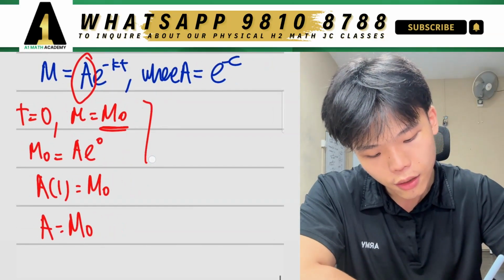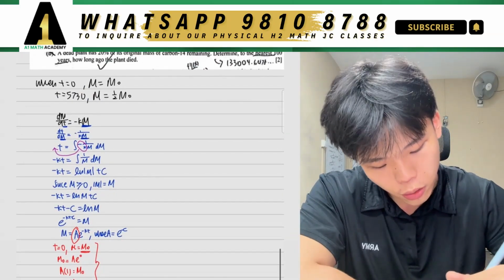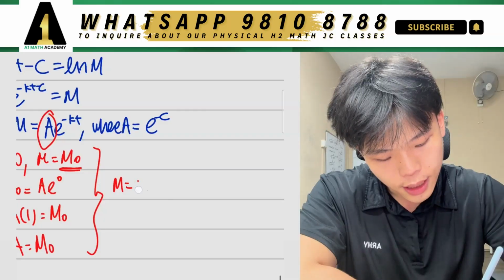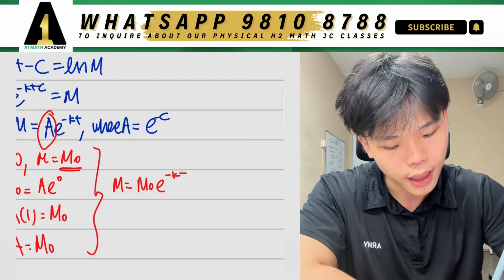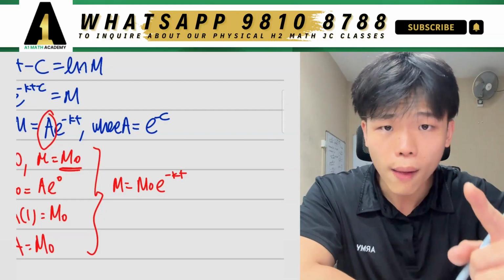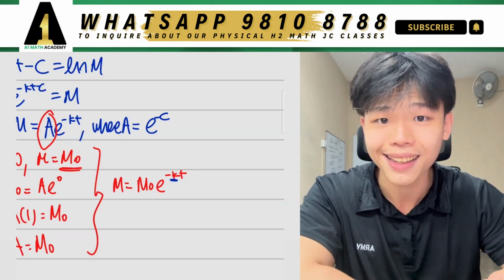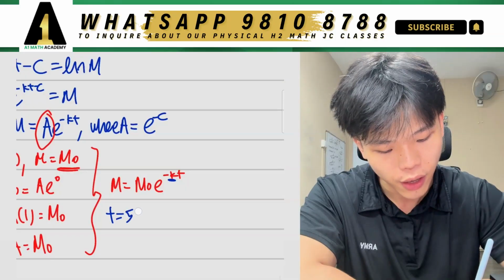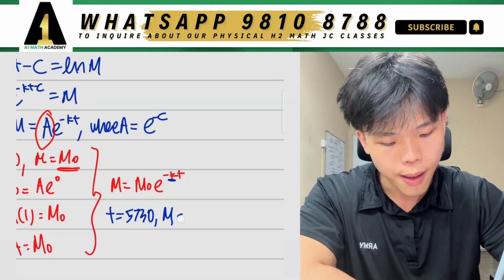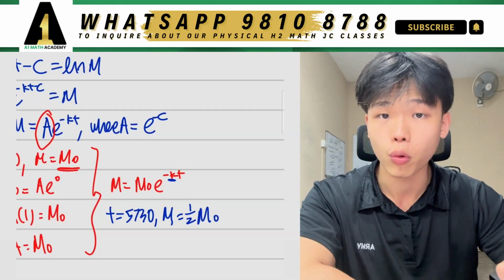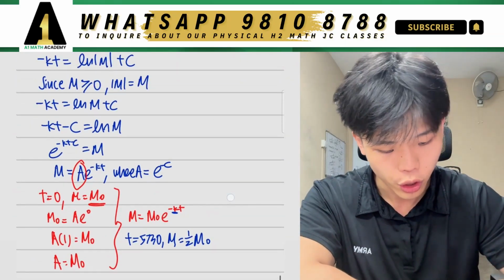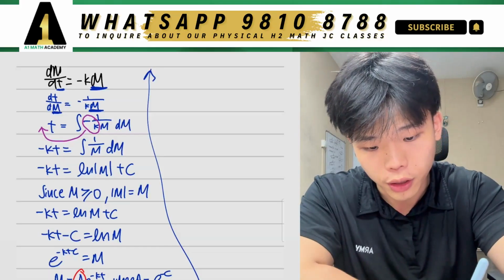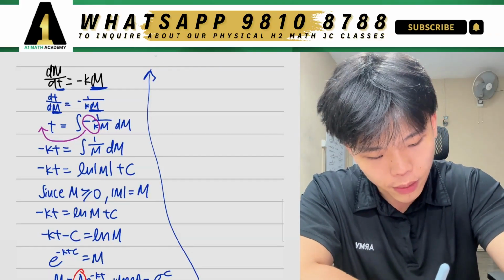So I can say from here that my m value, or rather, I'm just going to zoom in here, my m value is m0 e to the minus kt. So now I only have one other unknown left, which is my k. The other thing that we know is that when t is 5730, m is half of m0. That is what is mentioned in the question at the start. So bringing this to the top over here, how do we actually solve this? So we sub those values in first.